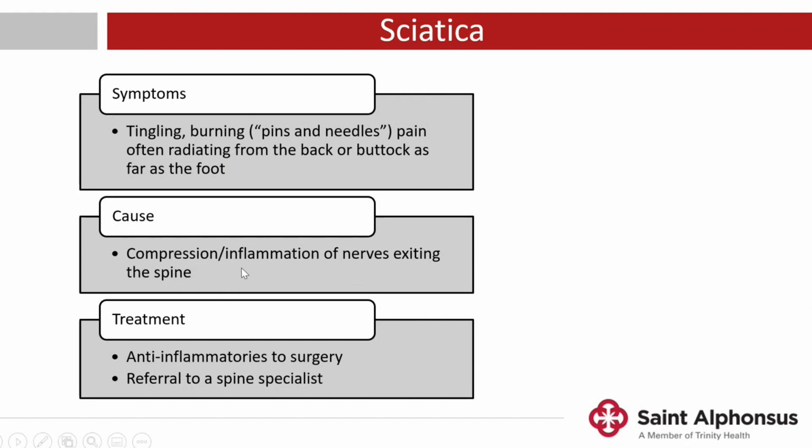You can have compression or just inflammation of the nerves, and treatment can range from anti-inflammatories to surgery. Often we may get you started on the treatment path for this, but often we want to get you over to a specialist in the management of problems of the spine, whether it's a surgeon or a non-operative doctor, to get you appropriately treated for this. And sometimes they need to have additional imaging before considering more invasive treatments, such as injections and potentially surgery.